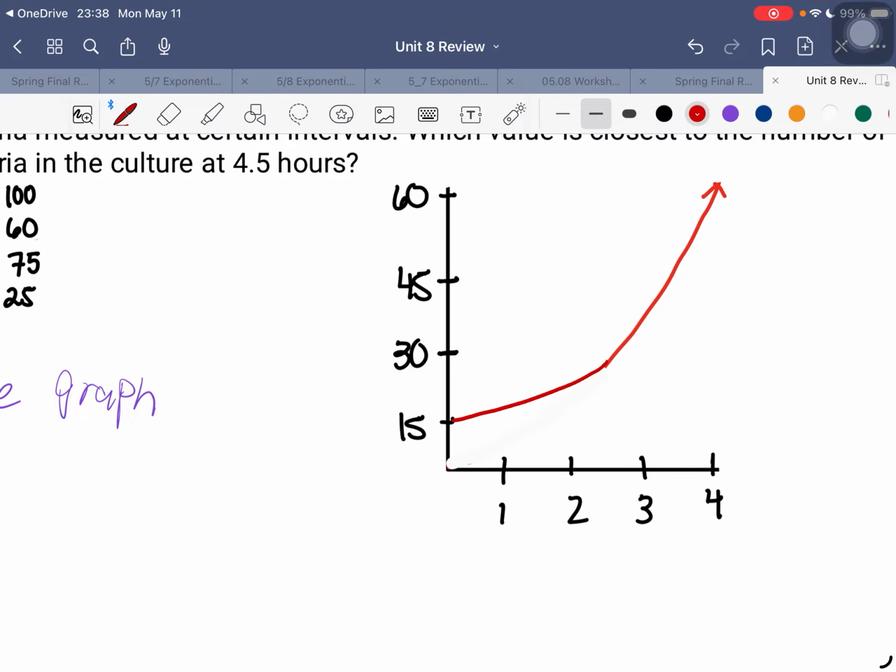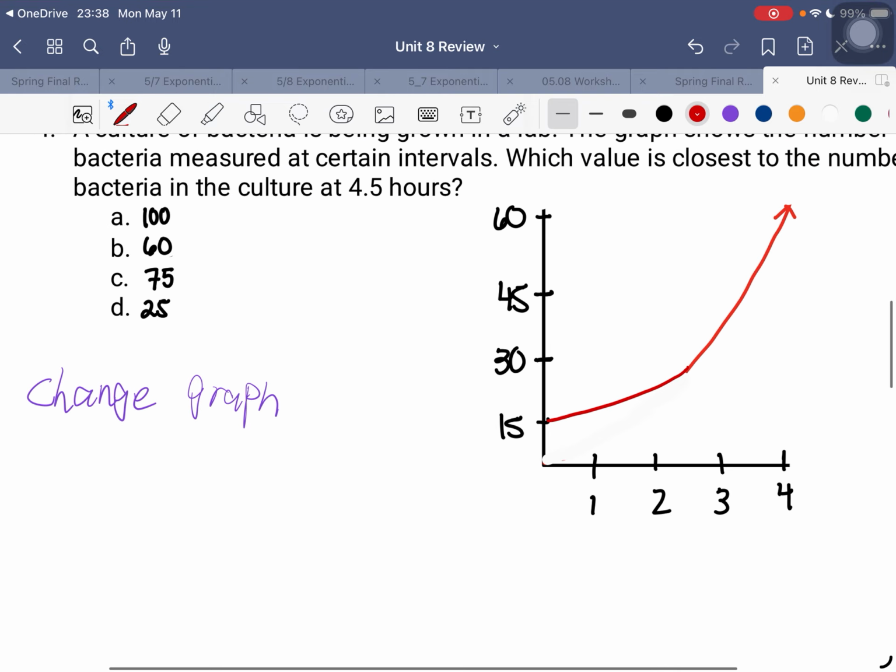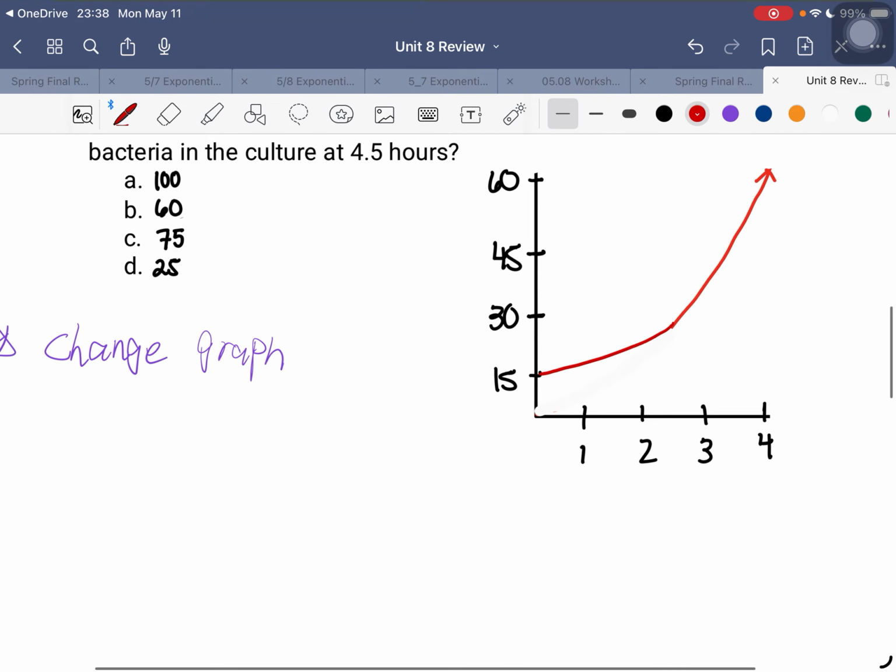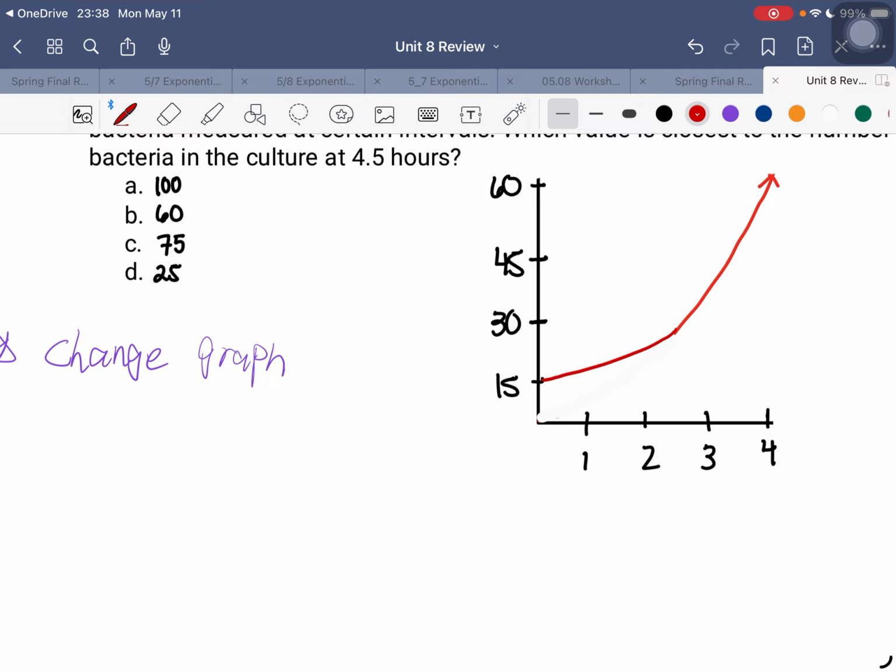The graph must start at a point with a y-intercept. The y-intercept cannot be 0. Otherwise, you cannot find the answer. Now everyone should already have changed the graph. So now, can you please tell me what's the y-intercept?